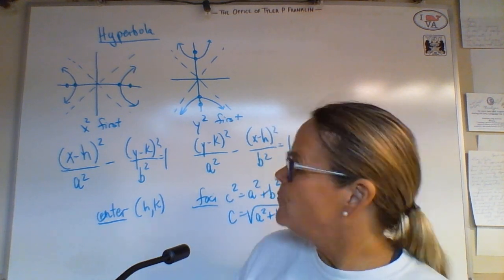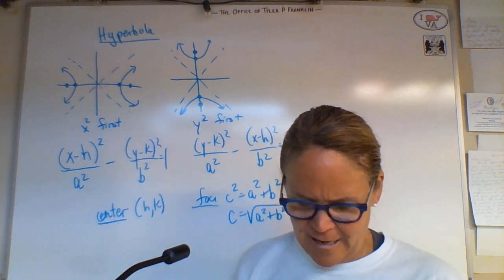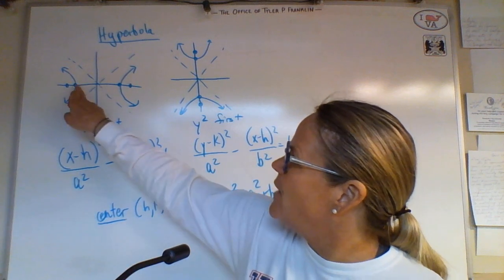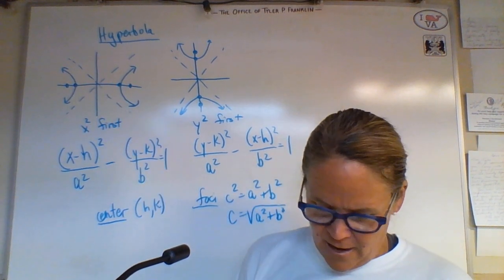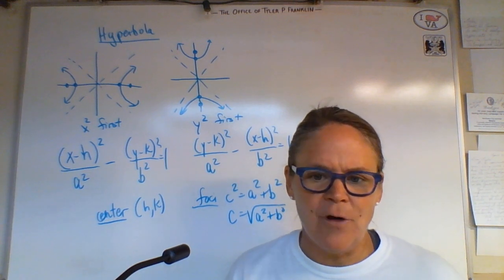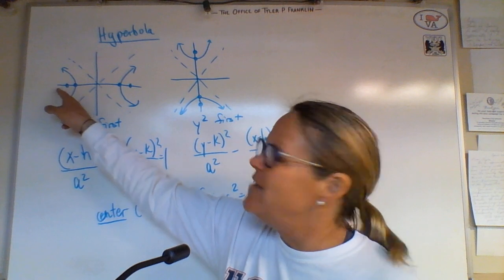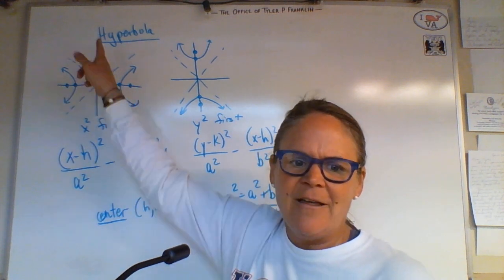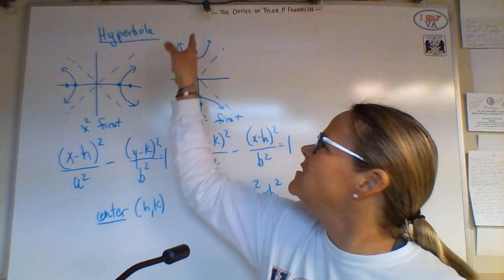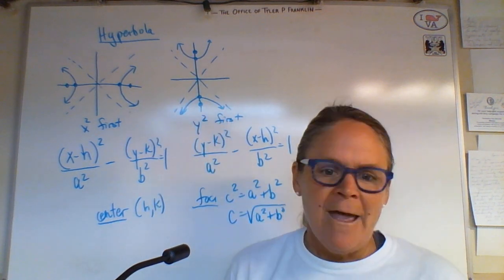Foci, number of spots from the center, those would be those dots if you're looking at that picture. Your vertices I already talked about would be there. Transverse axis is the primary axis. So if x squared is first, this is the transverse, that's the conjugate. If y squared is first, that's transverse, that's the conjugate.